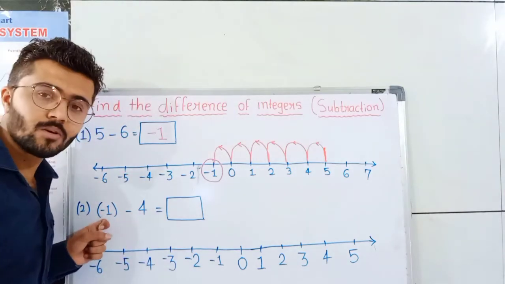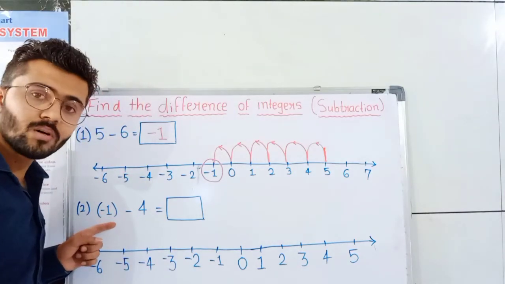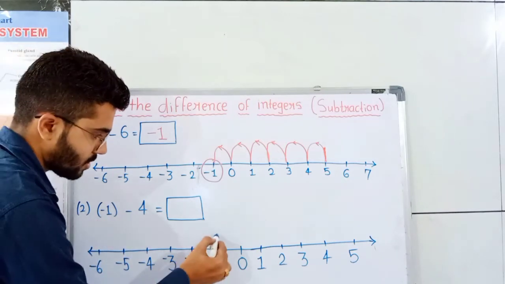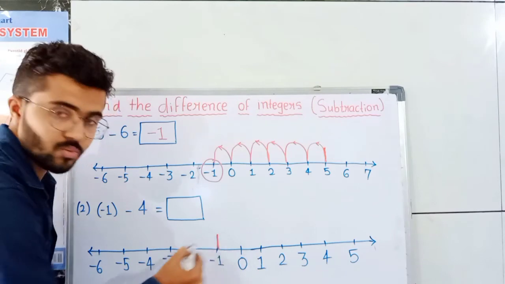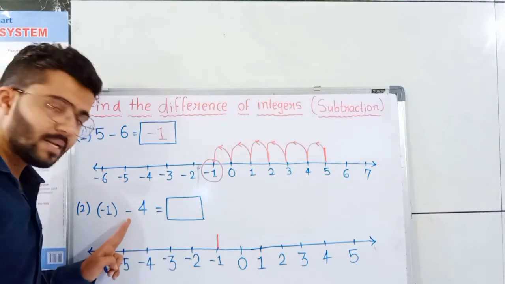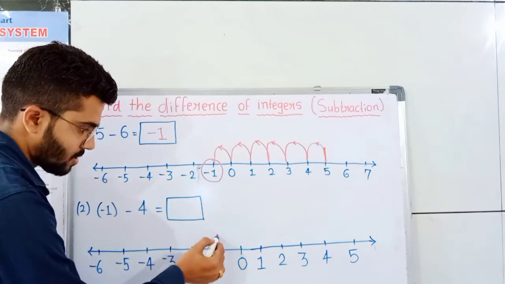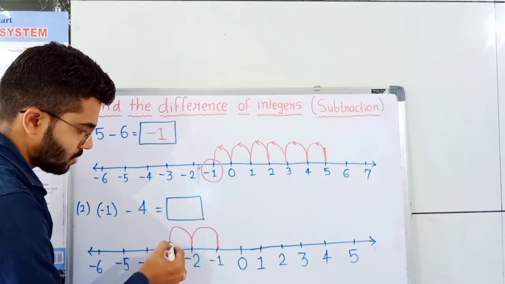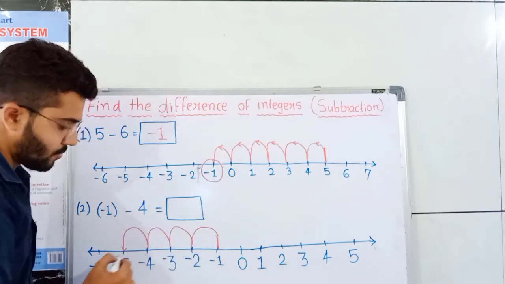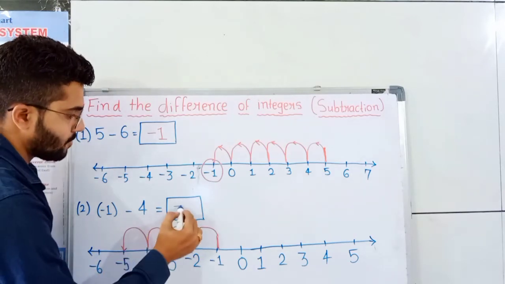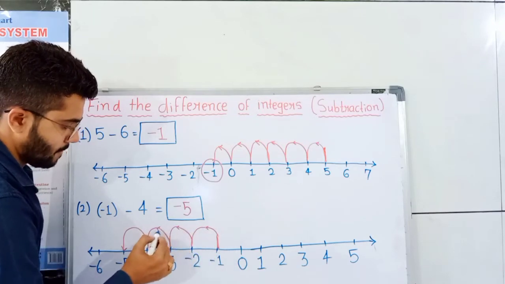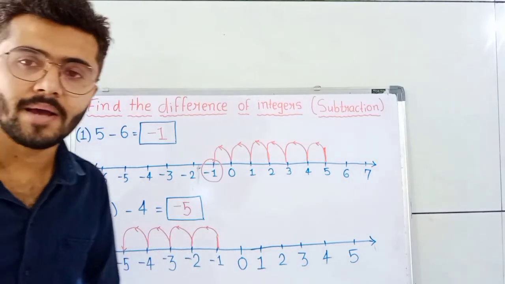Okay, so here in the question, -1 -4 means we are standing on -1. So here is -1. We are standing on -1. We'll move 4 steps left hand side because it is minus. So how many steps? 4. 1, 2, 3 and 4. We are at -5. We moved left hand side. So our answer is -5.